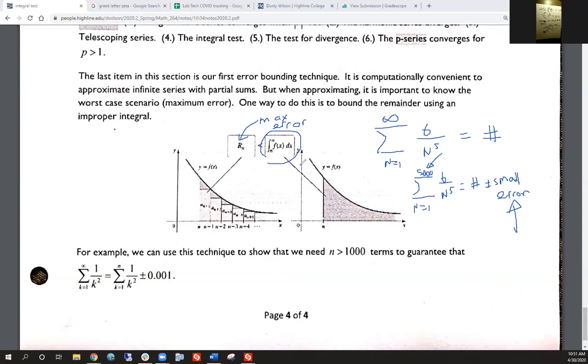If you happen to be able to calculate that integral, then you could basically find n. Let me say that again. The unknown is n. So you're always trying to solve for n. There are definitely examples in the book. If you work through this particular example, you'll see that you need to have n bigger than 1,000 in order to guarantee that the partial sum is within 0.001 of the actual answer.